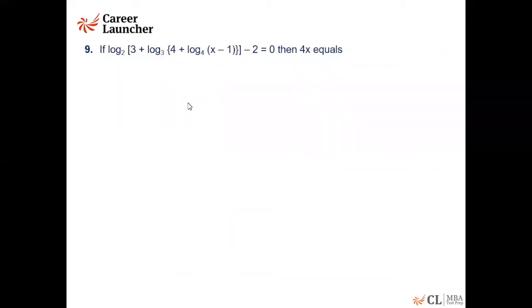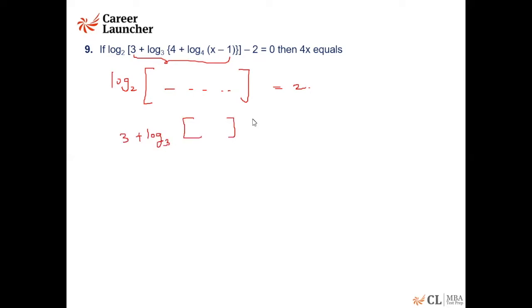One more log question this time in CAT, and again, a fairly easy one. So if you go step by step, log 2 of this value is equal to 2. So whatever is inside this, which happens to be this part, 3 plus log 3 to the, and whatever is inside this value is equal to 4.